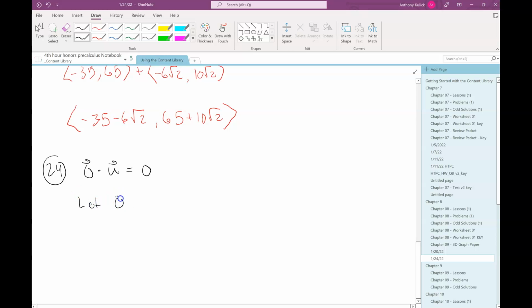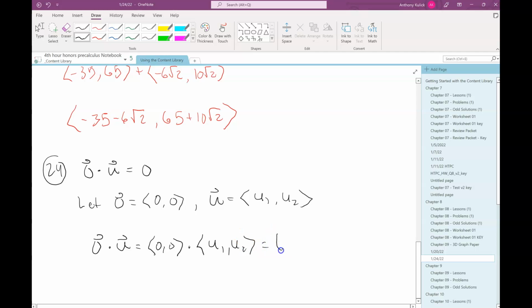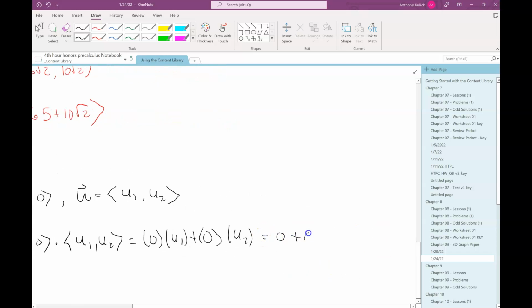Well, I'm just going to say, okay, well, the 0 vector is the vector 0, 0. And I'm going to just say u is the vector u1, u2. So if I do that, the zero vector dot u is just going to be 0, 0 dot u1, u2, which is 0 times u1 plus 0 times u2, which is just 0 plus 0, which equals 0. And we're done.